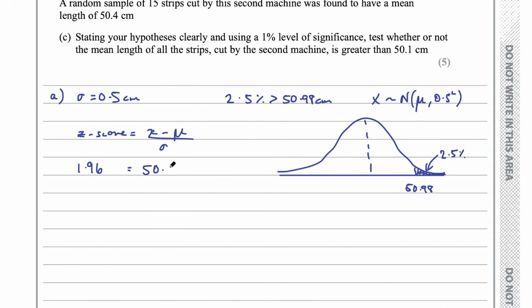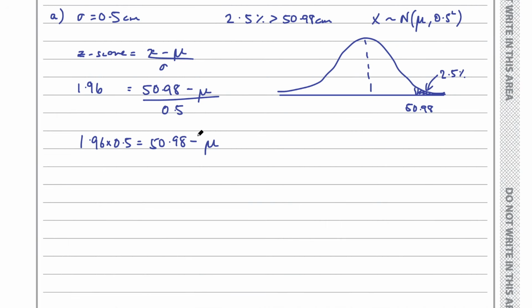they've given us, 50.98, subtract the mean, divided by the standard deviation. Okay, so that gives us a nice equation that we can solve for the mean. So let's go ahead and multiply by 0.5, and then we'll have 50.98 take mu on the right hand side, and then rearrange this so I have mu by itself on the left. So add it to this side, subtract all this from the right hand side, so I'll have mu equal to 50.98 subtract 1.96 times 0.5.